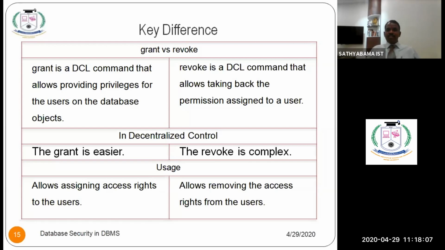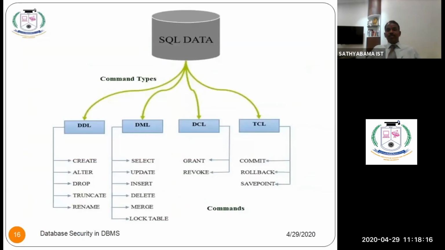So where can I use the revoke and grant commands? At which level can I use them? Looking at the SQL command types, take the DDL, data definition language. You already know create, which is used to create a schema or create a table. We have alter, drop, truncate, rename. So the grant command can be used at the account level only, through DDL commands, data definition language.